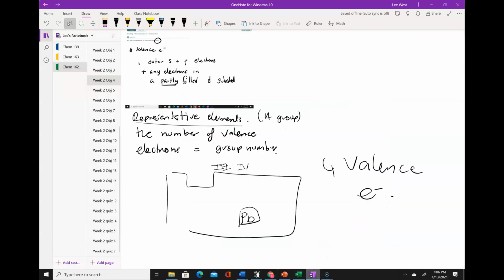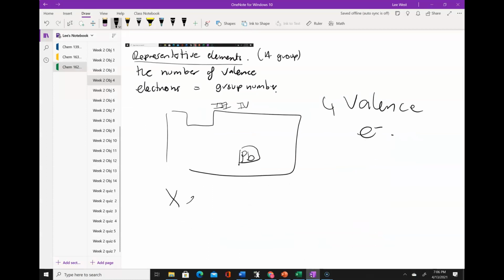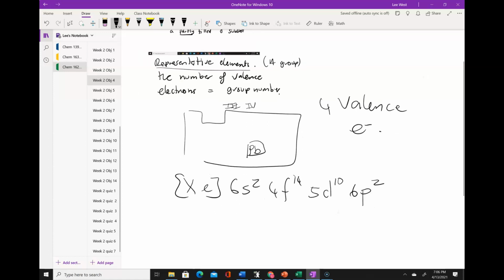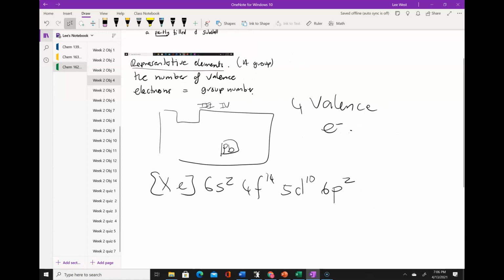Got that? Xenon, in parentheses, 6s2, 4f14, sorry, 5d10, 6p2. The d and the f are completely filled. We just said it's the outer s plus any partly filled d. So 2 plus 2, 4 valence electrons.